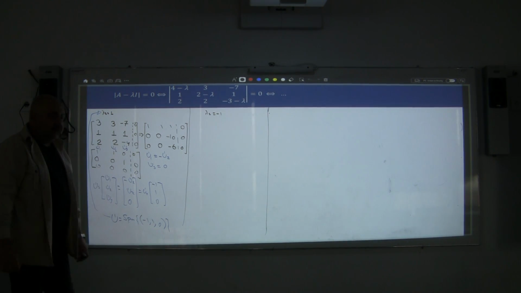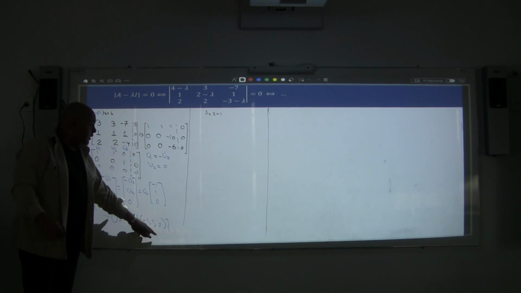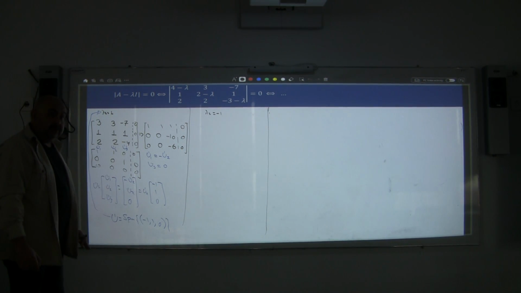Are you with me? Mm-hmm. So that's the vector representing the span of the first eigenvector.